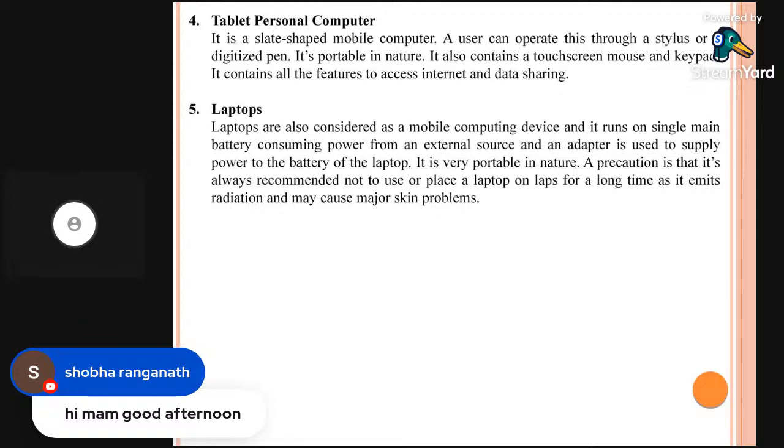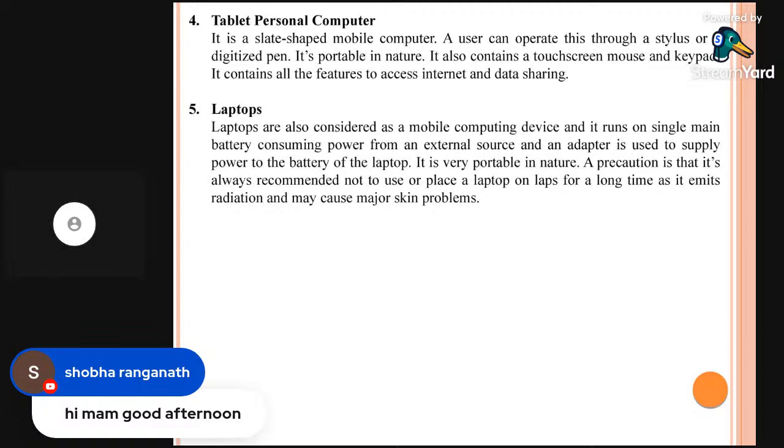Laptops are considered mobile computing devices. They run on a single main battery, and an adapter is used to supply power from an external source to the battery of the laptop. It is very portable in nature. As the term laptop suggests, we can work with it placed on our laps. But it is always recommended not to use it on the lap since it emits radiation, which may cause health issues like skin related ailments.